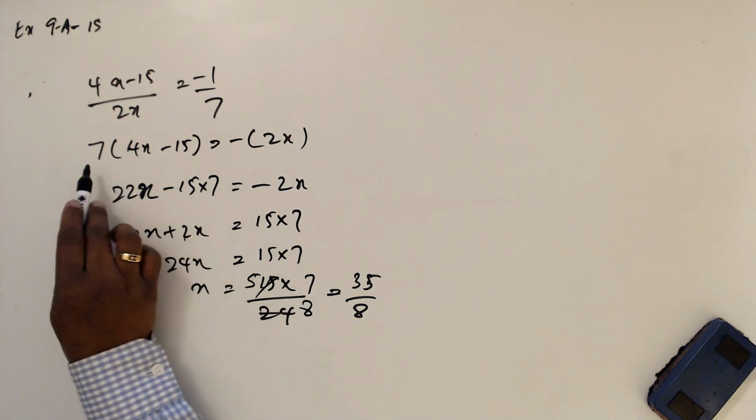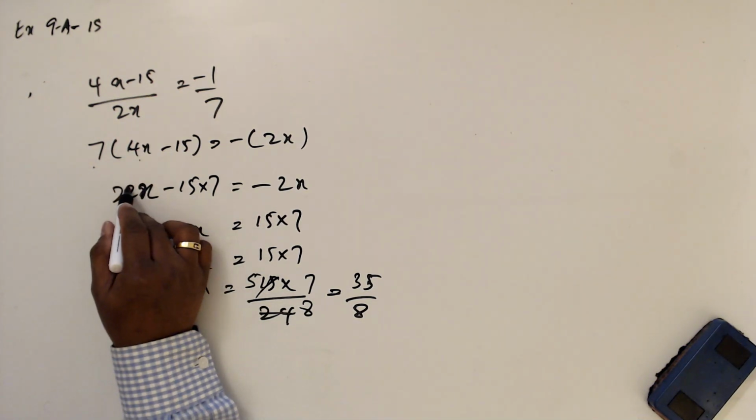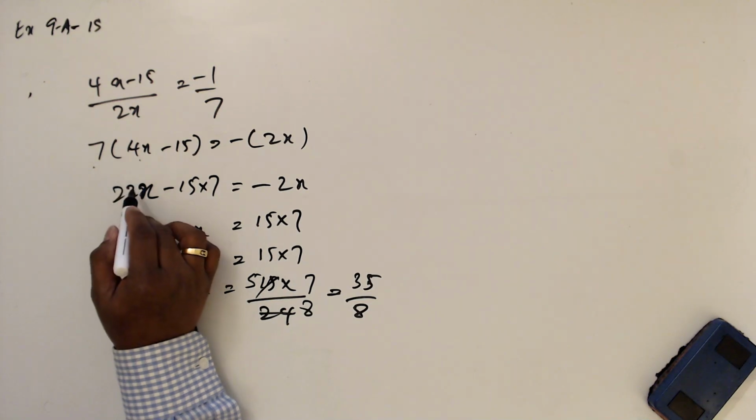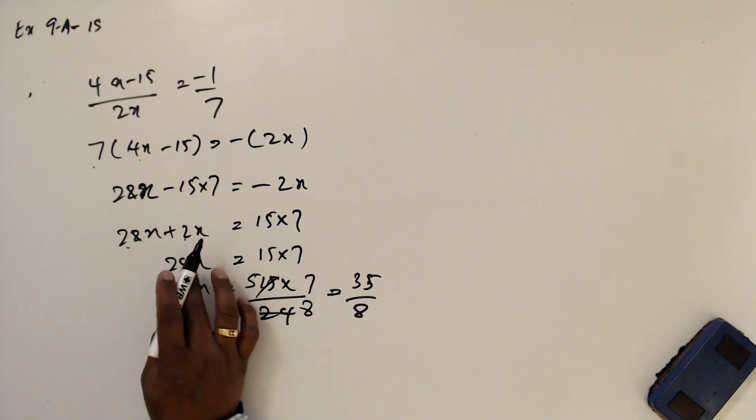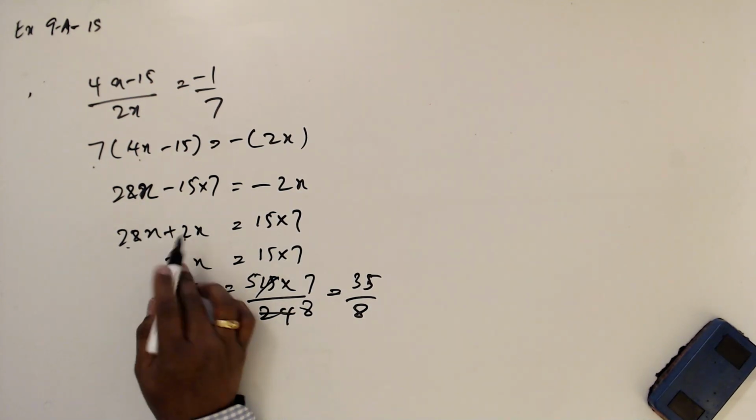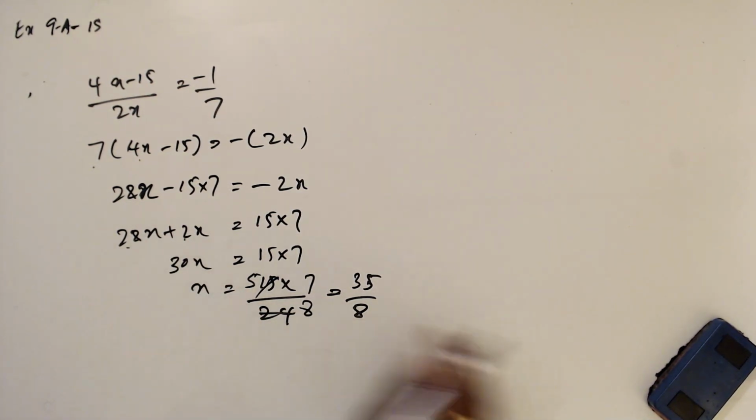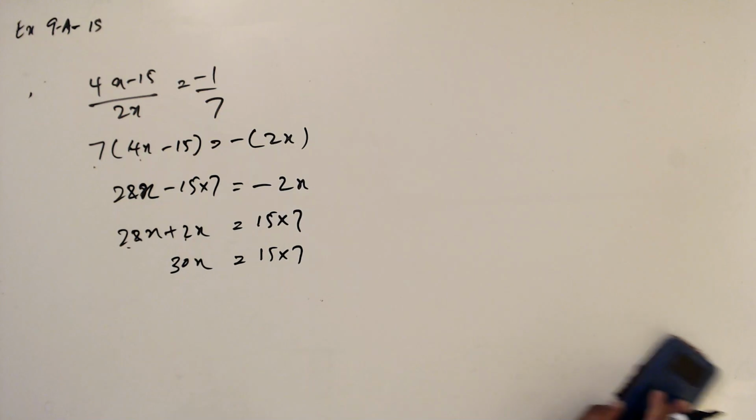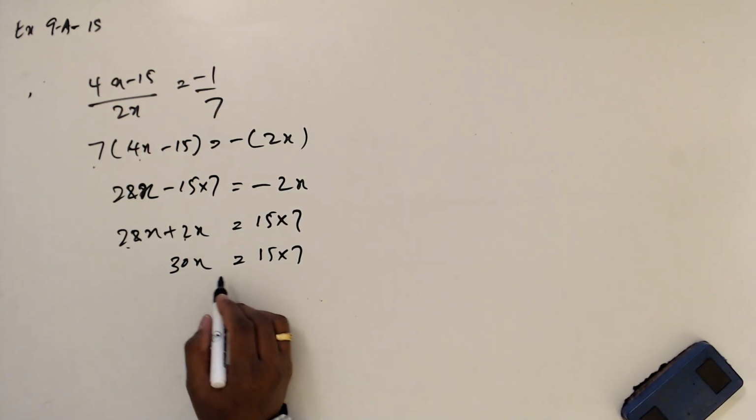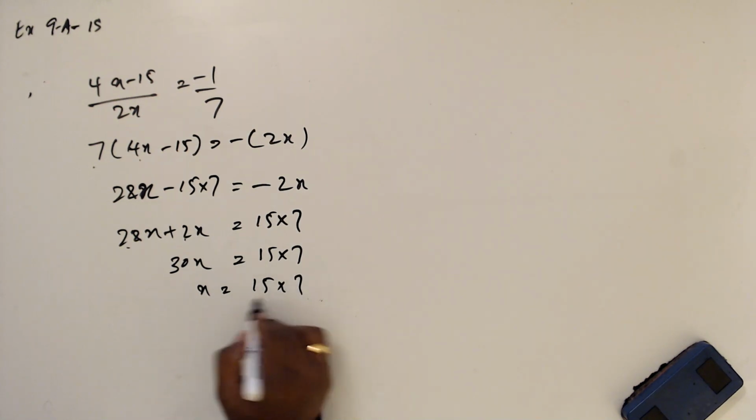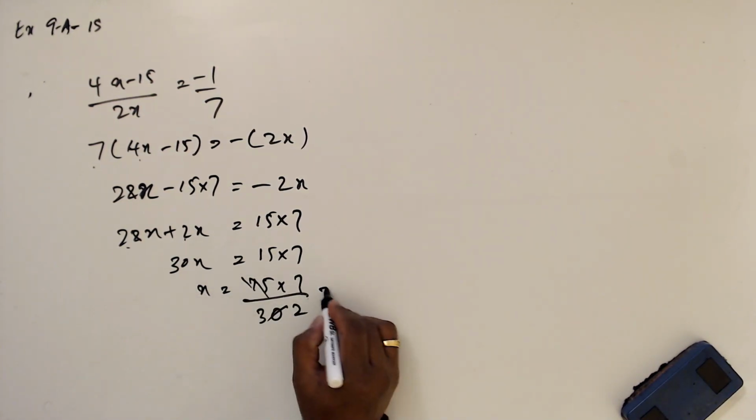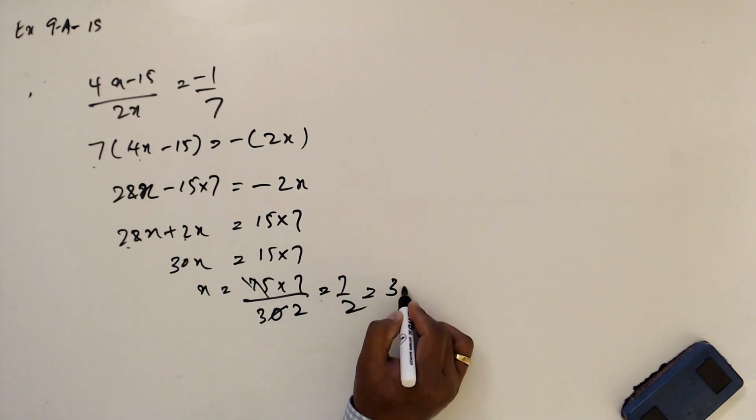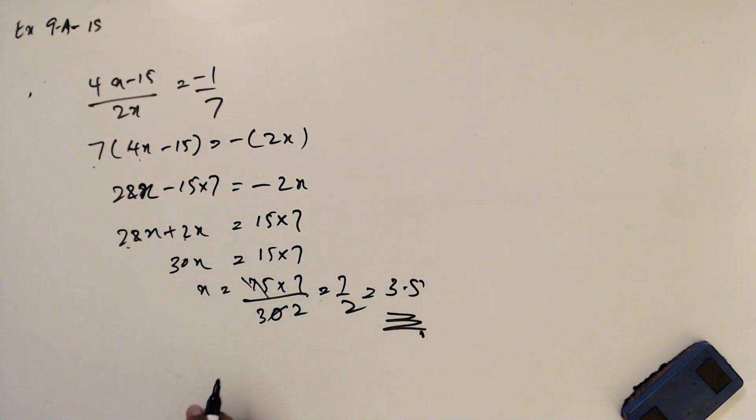Again, 7 times 4 is 28, and as a result this becomes 30. X equal 15 times 7 divided by 30. This is 1 and this is 2. 7 over 2, which is 3.5.